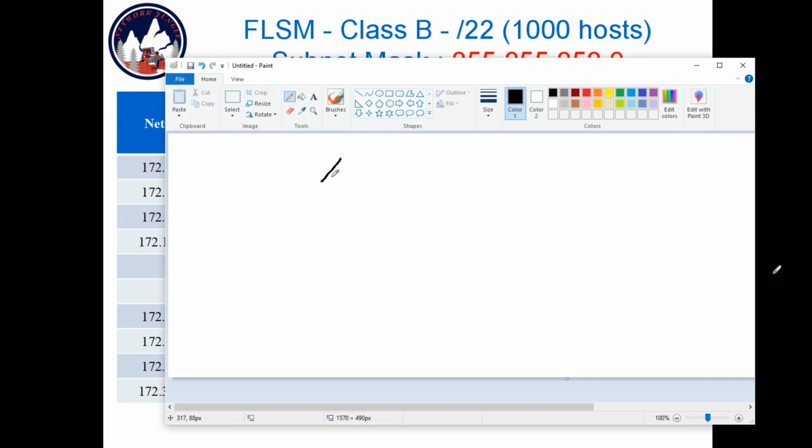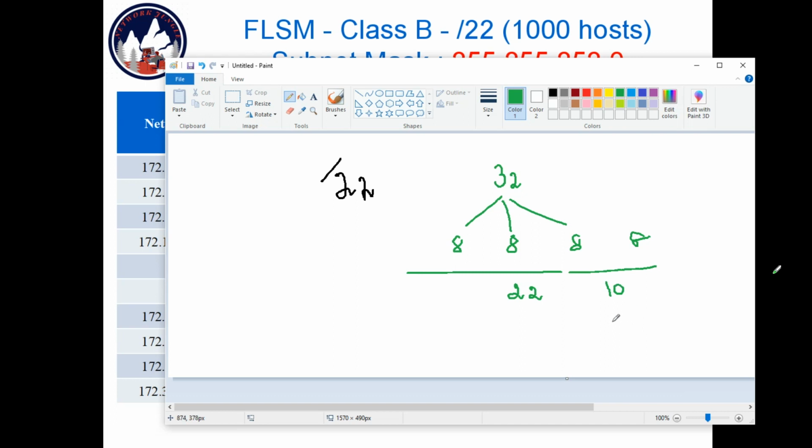So /22 means, what is the subnet mask? IPv4 is 32 bits, which can be divided into four portions of 8. So 8 plus 8, 16. 16 plus 8, 24. Here 22 bits are network portions and the remaining 10 bits are host portions. If all the bits are 1 in the subnet mask, they denote the network portion. So 8 plus 8, 16, 16 plus 6, 22. The host portion is represented as 0.